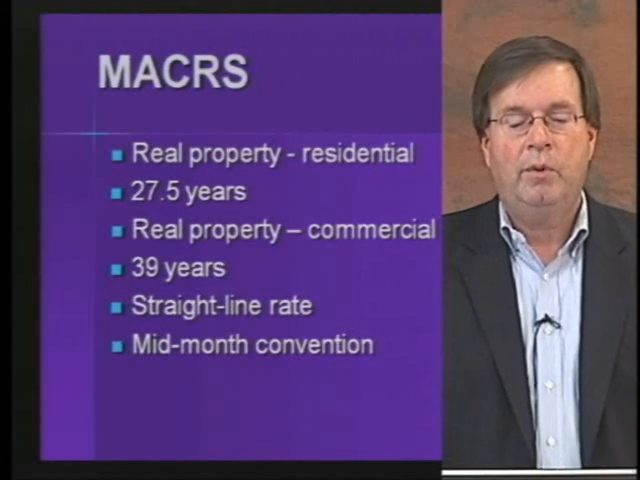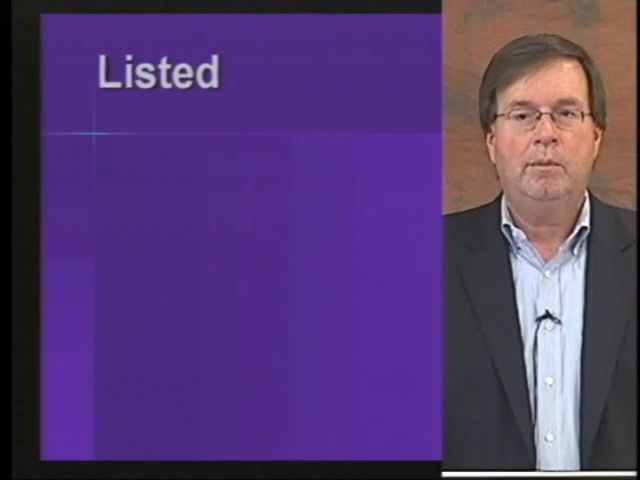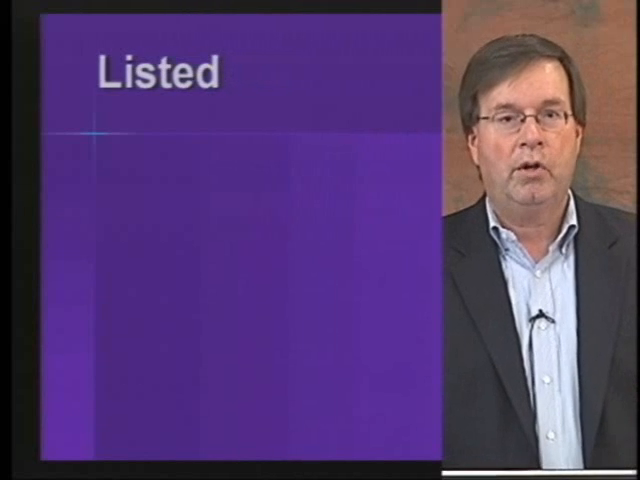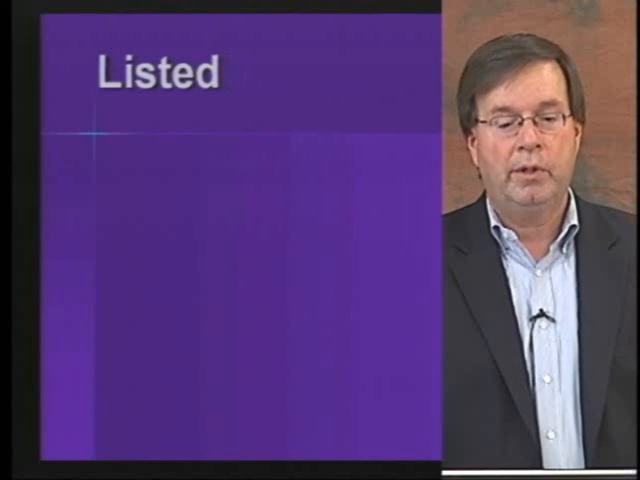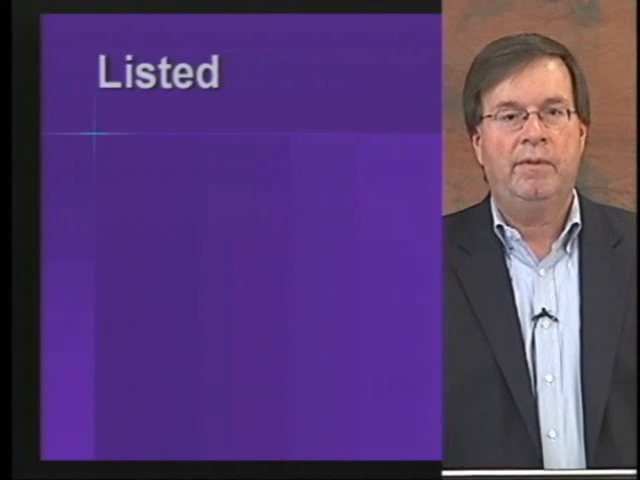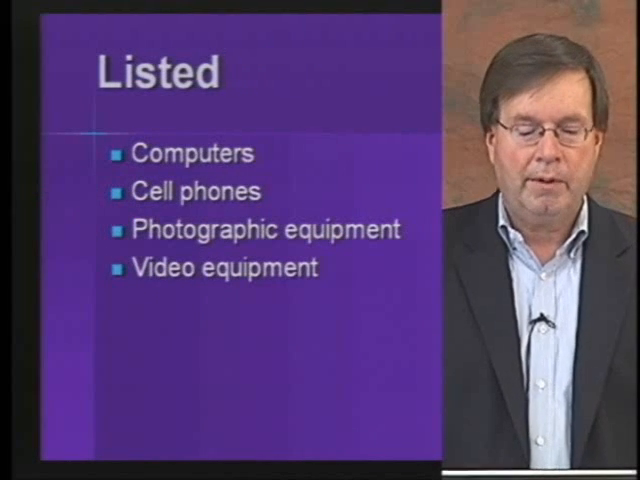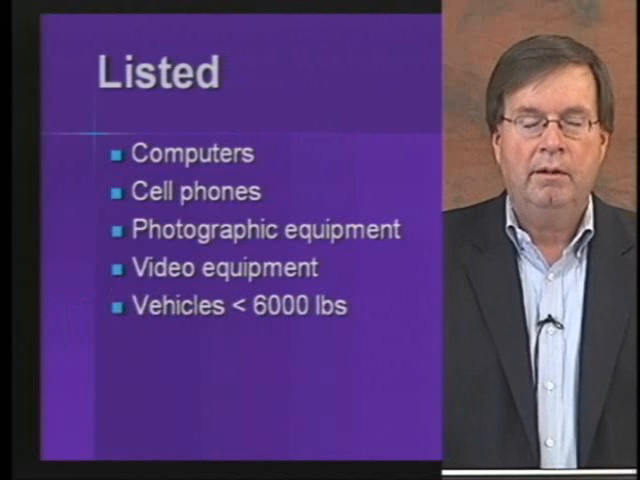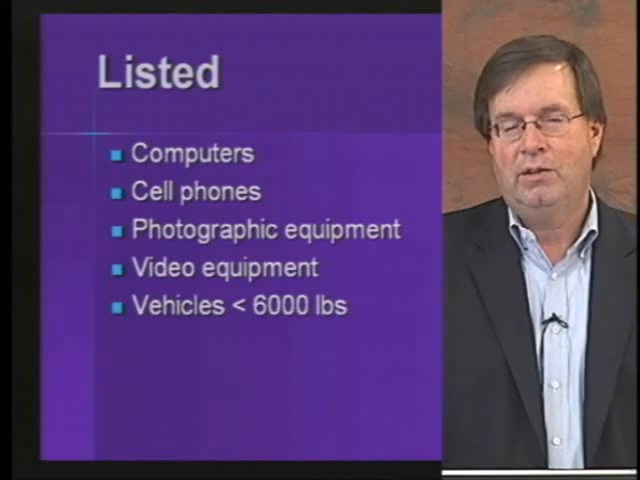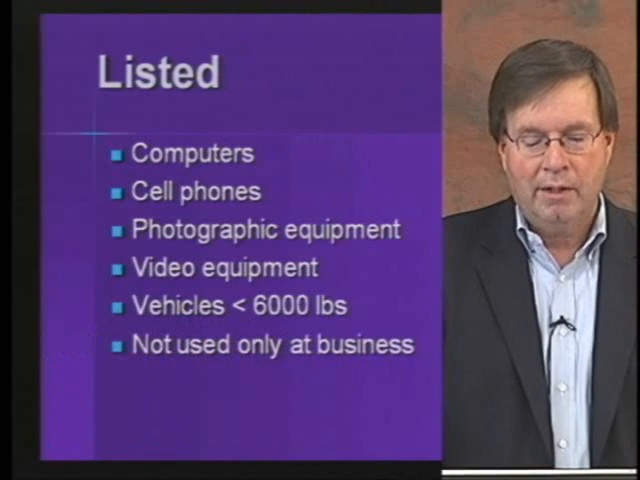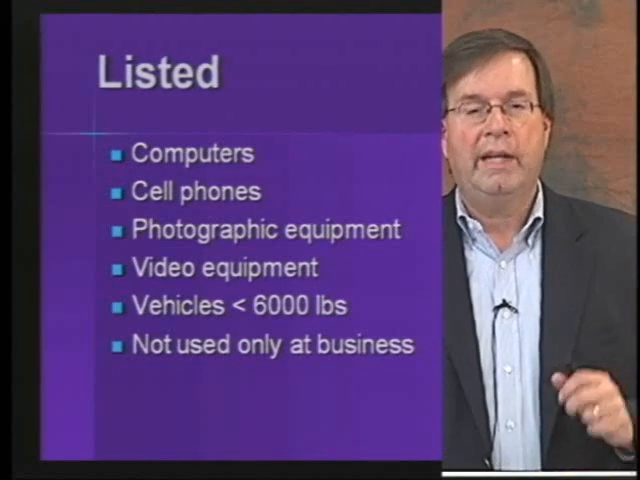Now, in addition to that, we have what's referred to as listed property. Listed property is the fun stuff. Listed property are things that you can use personally, and as a result of using them personally, the service has you separately report them. Up until September of this year, your listed property included computers, cell phones, photographic equipment, video equipment, vehicles of less than 6,000 pounds, and 6,000 is a lot of weight, okay? SUVs don't fall into this category, but just about everything else does. And it's there because we're looking at assets that are not used only at their business.